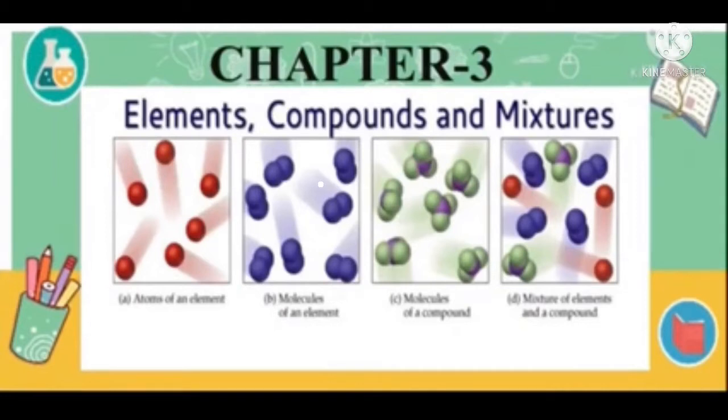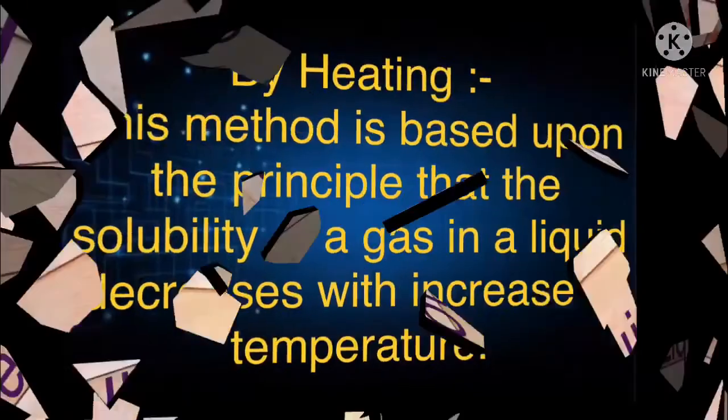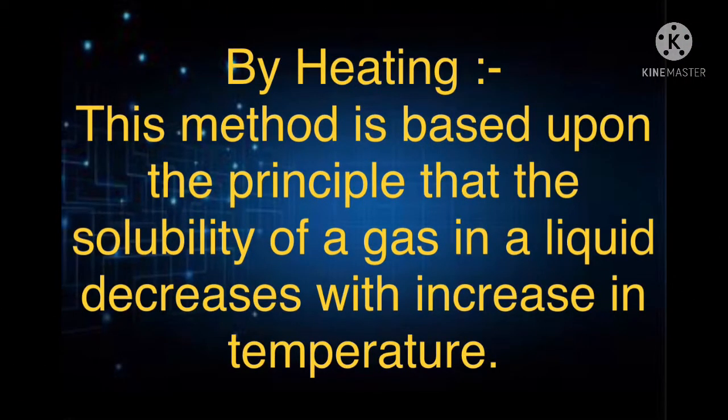And today we are going to start the next topic, that is separation of liquid-gas mixture. Means one component of the mixture is in liquid form and the other one is in gaseous form. So we can separate them by using heating. This method is based upon the principle that the solubility of a gas in liquid decreases with increase in temperature. As we increase the temperature, the solubility of the gas in liquid decreases.